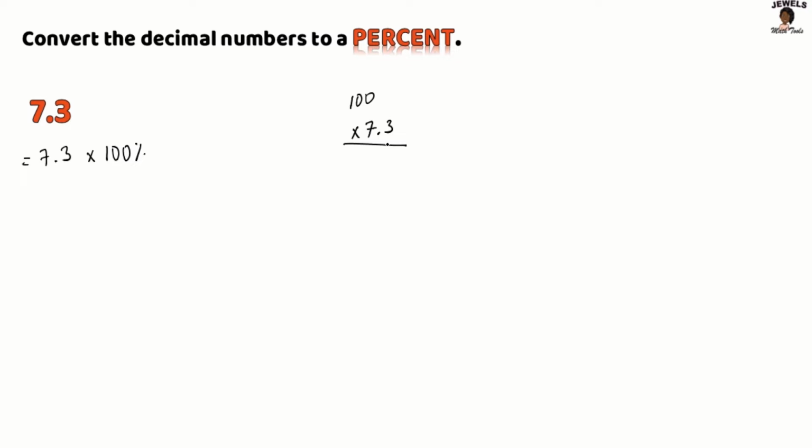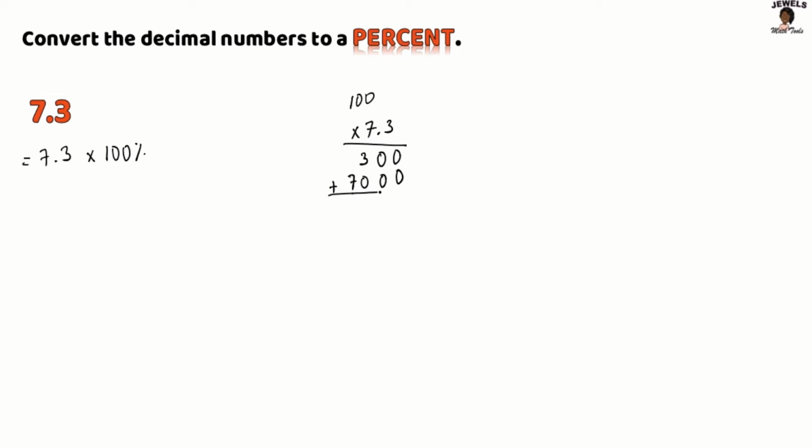So let's begin multiplying. 3 times 0 is 0. 3 times 0 is 0. 3 times 1 will give us 3. We're going to add a 0 and begin multiplying by our 7. 7 times 0 is 0. 7 times 0 is 0. And 7 times 1 will give us 7.